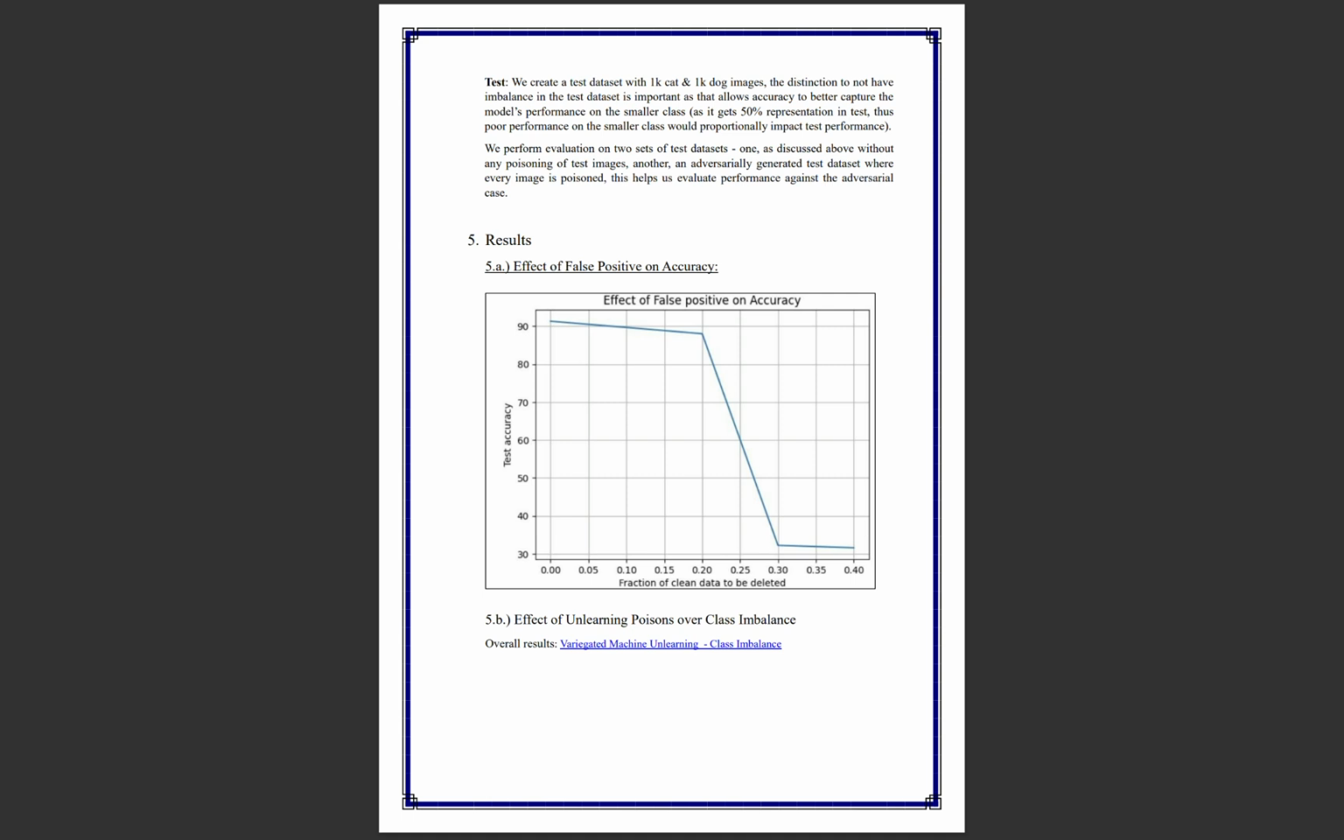Here we look at the results of our experiments. The effect of false positive detection on accuracy is observed as follows. We see a sharp dip in accuracy after a certain threshold. Effect of unlearning poisons over class imbalance.